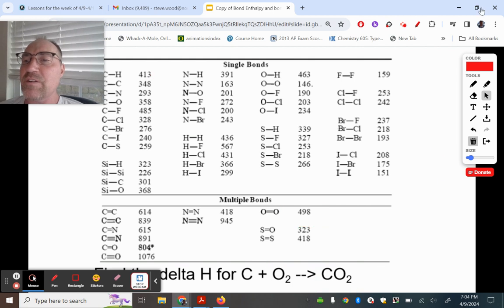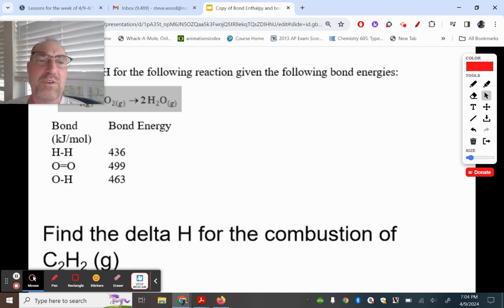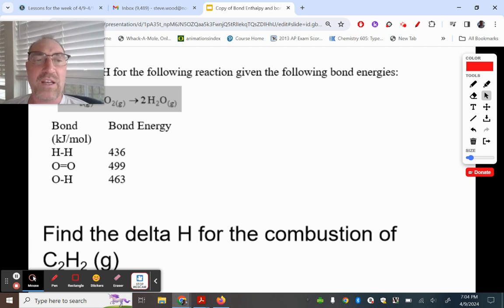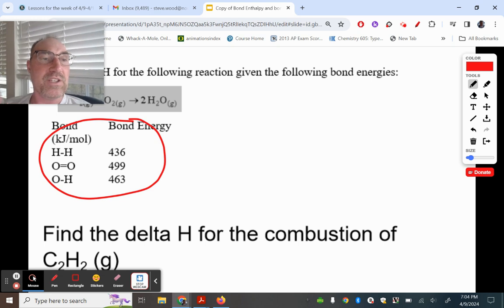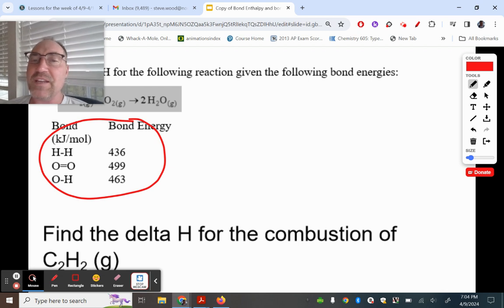All right, now I'm going to clear this out and go on to the next thing. This is just another example. You just draw out the structures of each thing, and then you use the bond enthalpies they give you. I like it when they give you a nice, neat chart. They're like, hey, here's all the bonds you need. That's not always the case, but oftentimes they'll give you something like this.